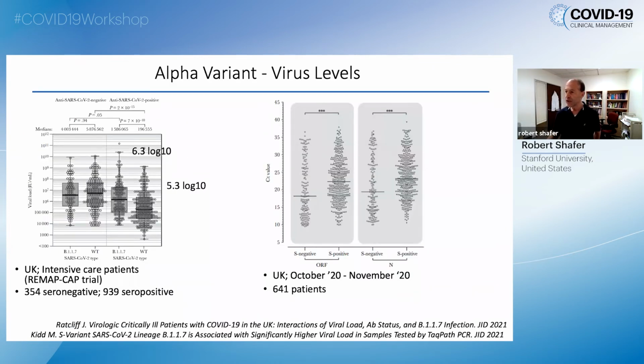In addition, 2 studies showed that virus levels were significantly higher in patients with Alpha variants compared with earlier virus variants. Although in the first study of ICU patients, the difference was confined to patients who were antibody positive at the time of presentation.